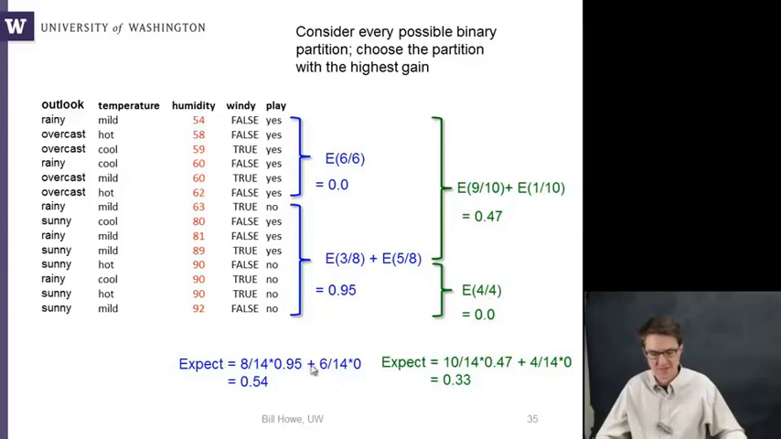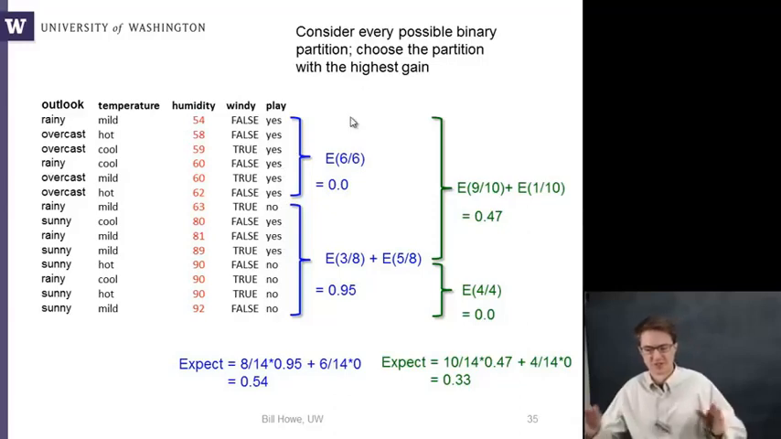Okay, and so now you do the expectation and say 8 out of 14 cases times 0.95 plus 6 out of 14 cases of 0 is a pretty low number, 0.54, but over here it's an even lower number, and so the right place to split is here. And I didn't check the others, but clearly these are the only places that will matter, because it didn't change in between there, which actually suggests an optimization.